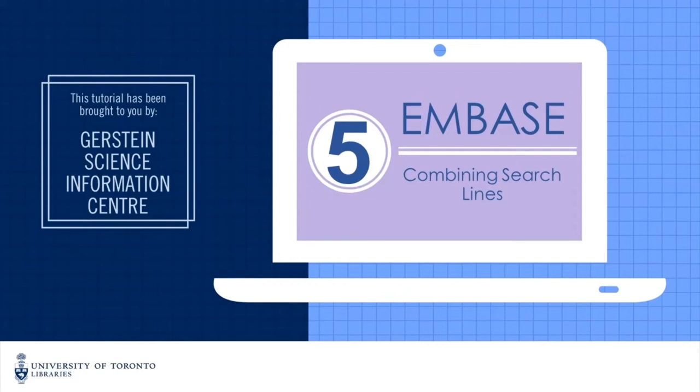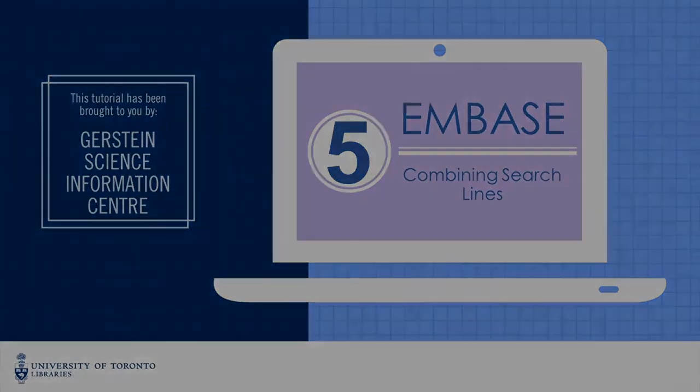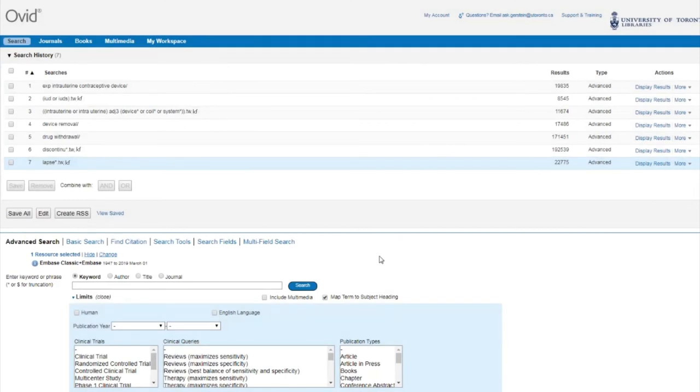This screencast will show you how to combine the lines in your search using AND or OR, known in the library world as Boolean logic operators. In Embase, lines of search are combined in the search history section of the page, here, at the top.